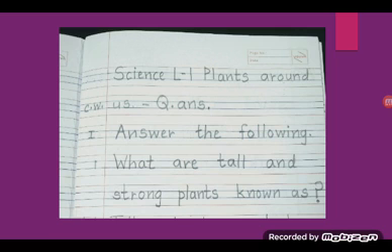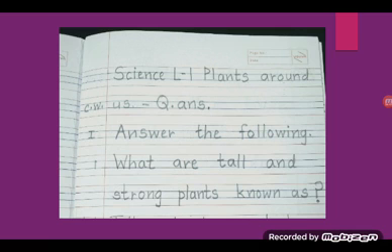Otherwise, it will not look nice. And we cannot read it if you write so many words in one line. If you try to fit all the words in one line, it will look shabby. Okay? It should look nice because we have to read it. So only 4 or 5 words in one line. Now the question is, what are tall and strong plants known as?